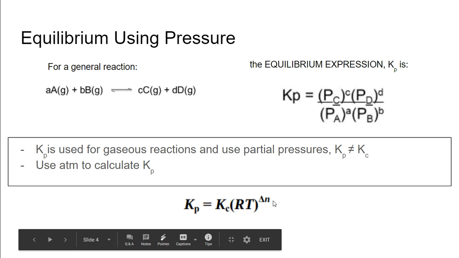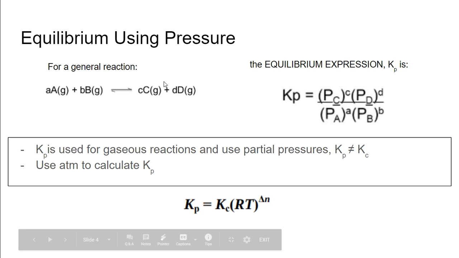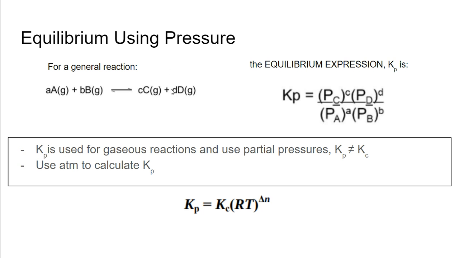Now, delta n is the change in moles of gas. Okay, so it's the number of moles of gas of products minus the number of moles of gas for the reactants.